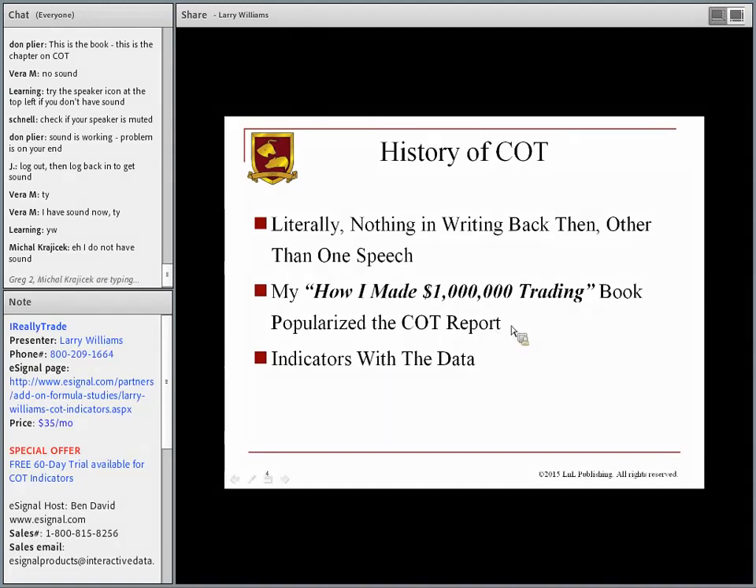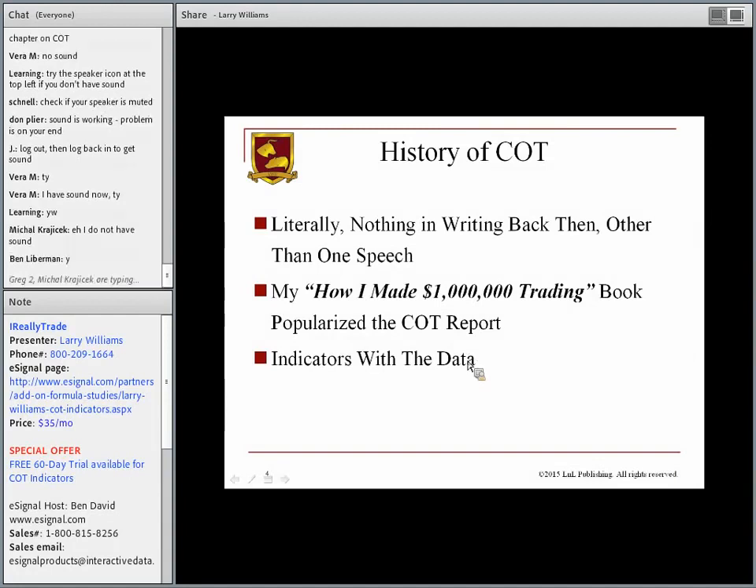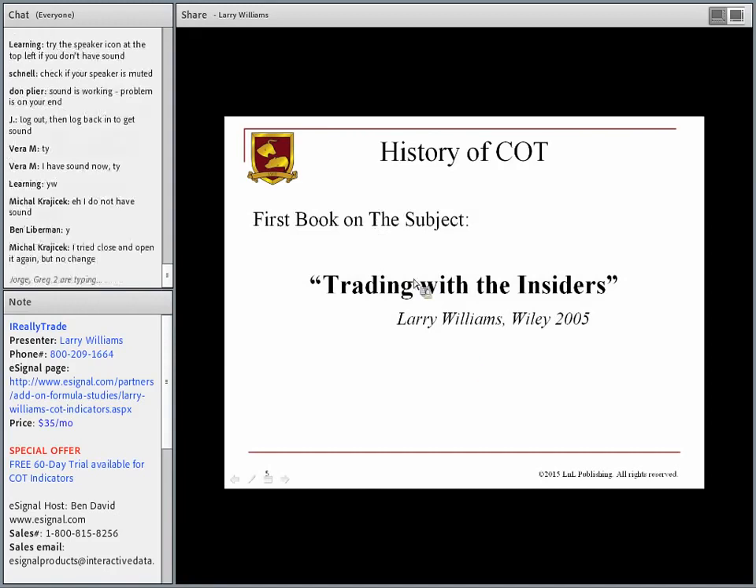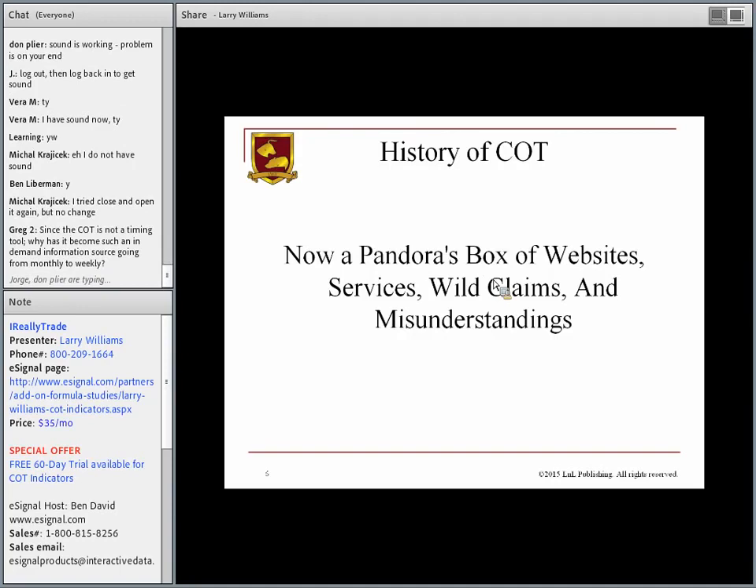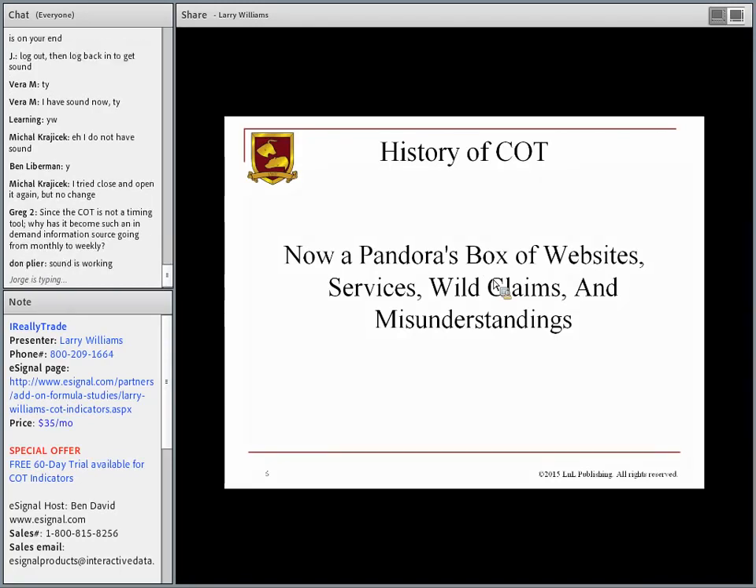But we took the data and then made indicators with the data. Those indicators are now in eSignal. I wrote the first book on the subject, Trading with the Insiders. This was Wiley, who published so many books about the stock and futures market, back in 2005. So it's one of those things I really feel good about because it's really started a whole industry of COT experts, but nobody's been with it longer than I've been. It's really created a Pandora's box of website services, wild claims, how great it is, how bad it is. There's a lot of misunderstandings. So I hope that I can kind of clear that up with you today and show you exactly how I use it.